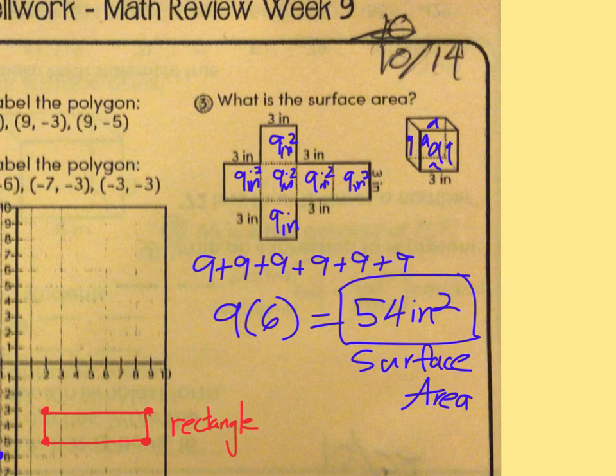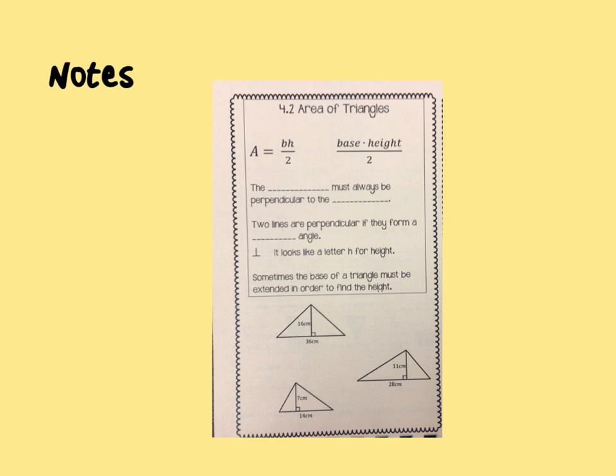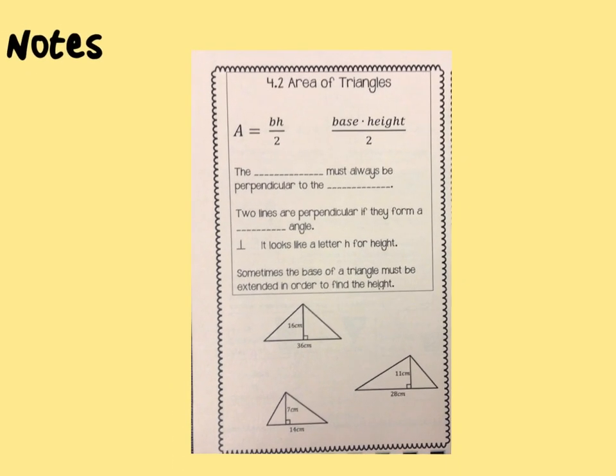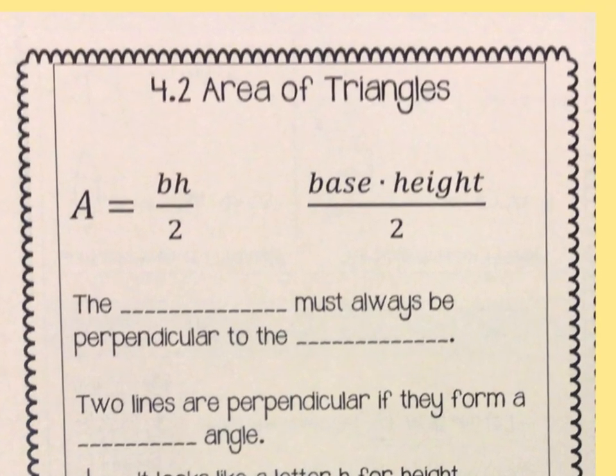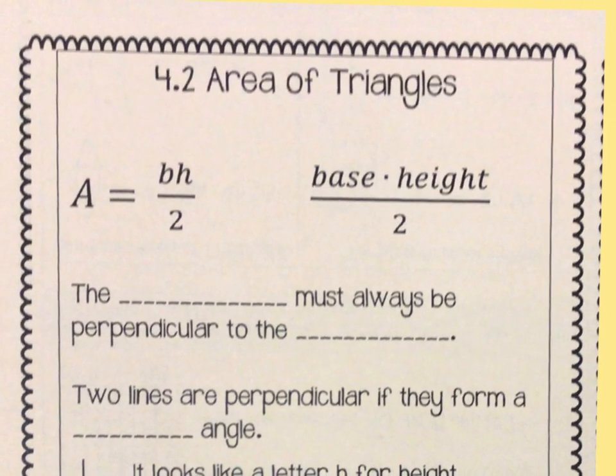Okay, there was your bell work. Let's move on to your notes. All right, here is your notes page. Please turn to this in your journal, and let's go over this. You can see here that we're emphasizing that formula of base times height divided by 2. That's the important concept that you have to know. Again, we wrote it out in words here, base times height divided by 2.